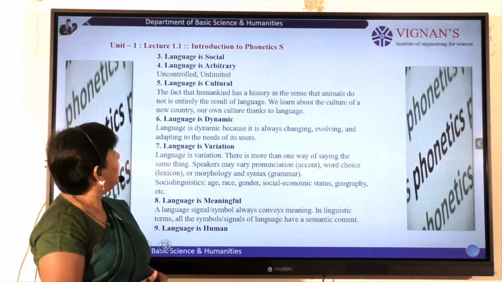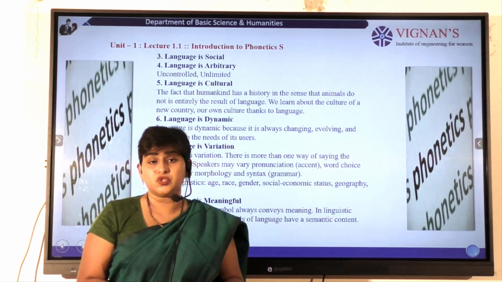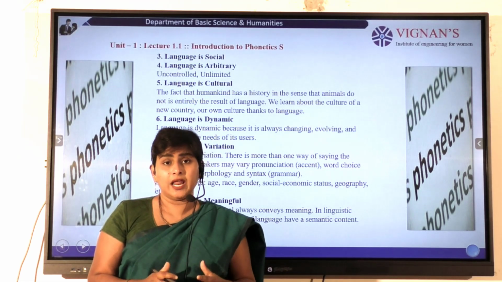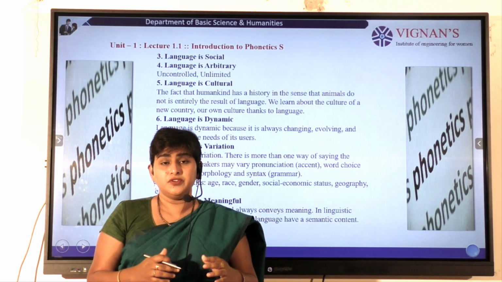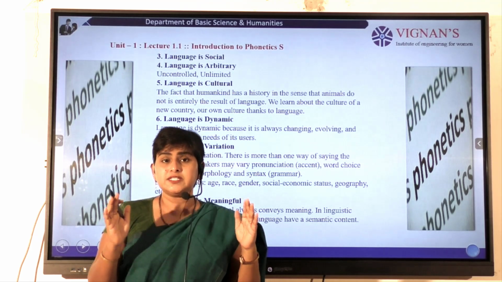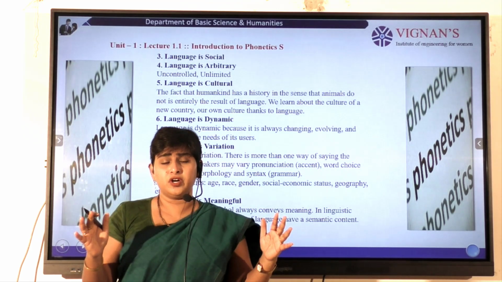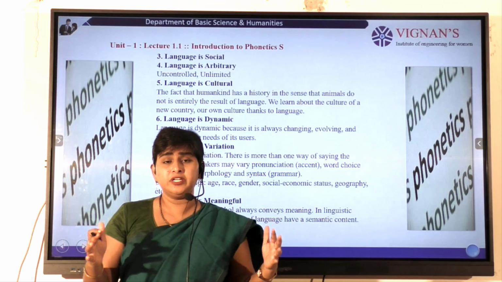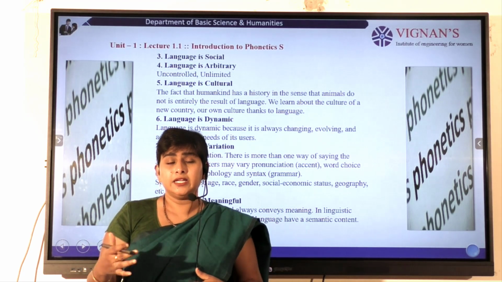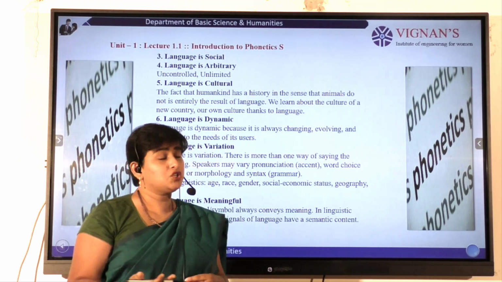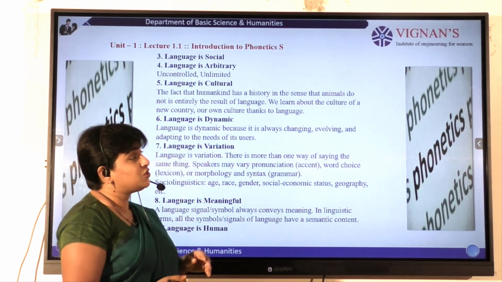The second one, language is arbitrary. Yes, of course, language is unlimited. Language is uncontrolled. We do not have only a limited set of words or phrases to communicate. We have n number of words. We have so much vocabulary that we can use in daily usage to communicate to the rest of the people. Language is cultural.